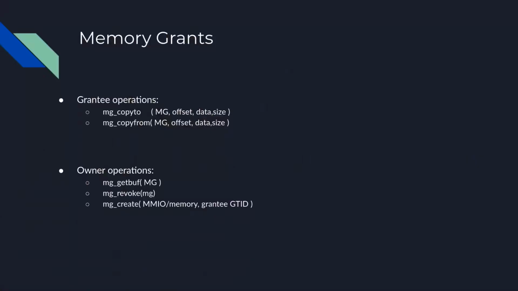Yeah, these are the basic operations on it. You can create one, you can copy it to and from it. So you can't actually map it. A process that receives one of these has to say to the kernel using a system call, please write this data into that area of memory that belongs to a different process.